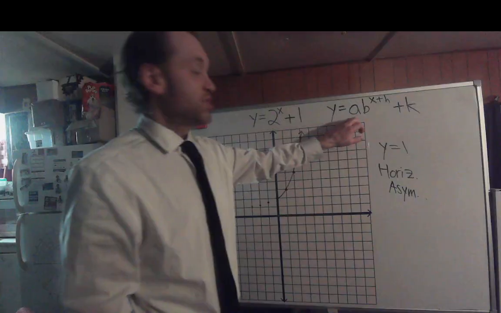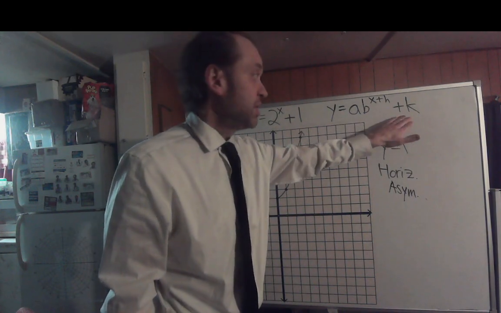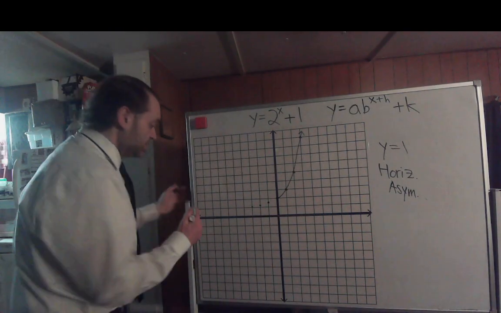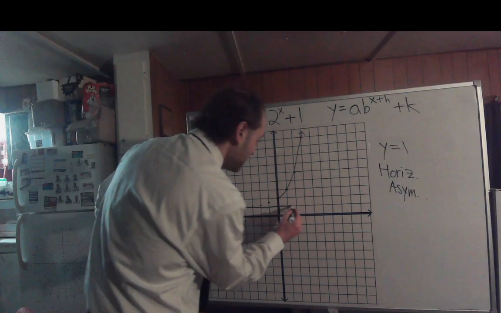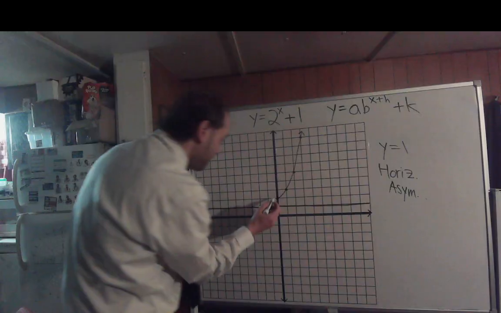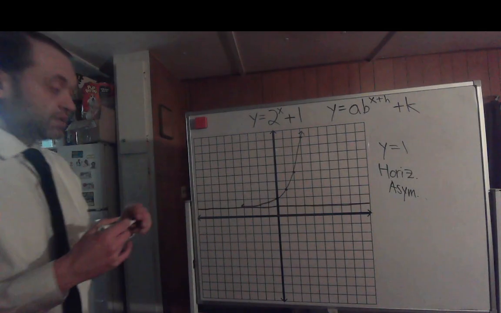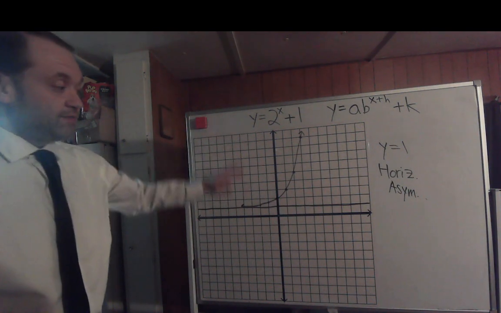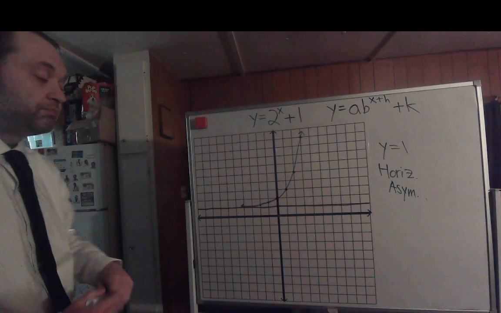So the full form of an exponential function is that factor of a, that coefficient, times your base to the x plus h power, all that plus k. That k shifts either up or down vertically. So we have a horizontal asymptote at y equals 1. So you shifted everything upward. So now we can't have any y value less than 1. It'll get infinitely closer to 1, but there's no y value less than 1. Okay.